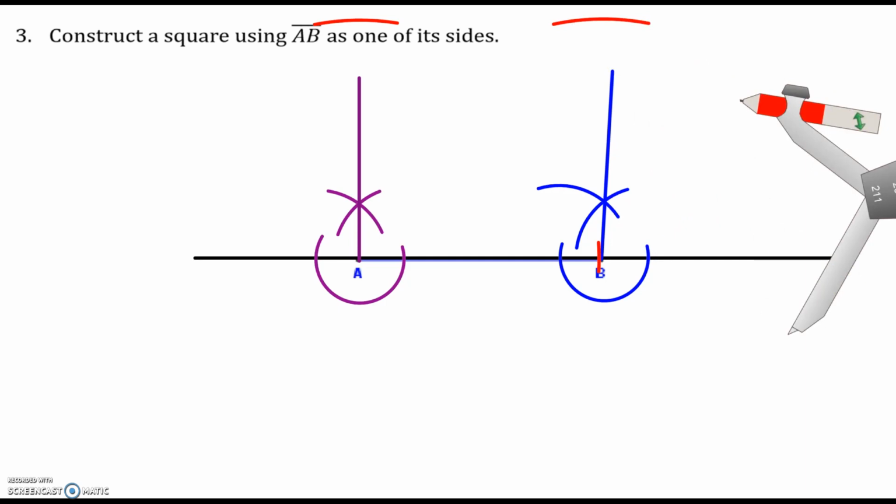And I'm going to make those perpendiculars that we just did a little longer so that we'll actually intersect those arcs. And those will give you the other vertices for your square. And you'll have a square. So two perpendiculars and then measure the segments to be the same length as the original.